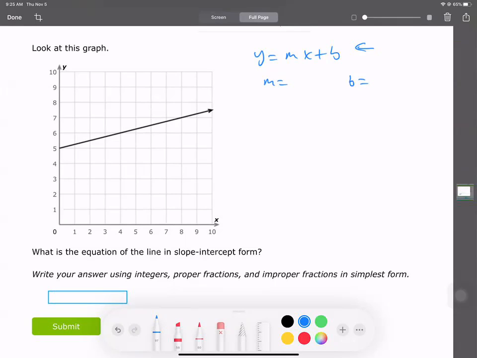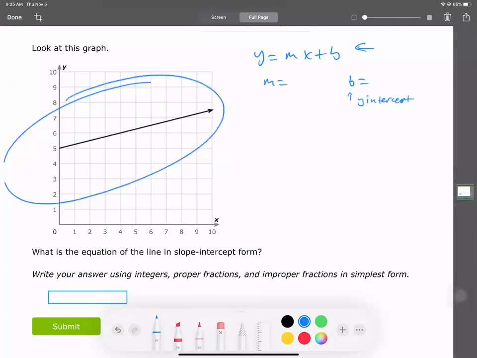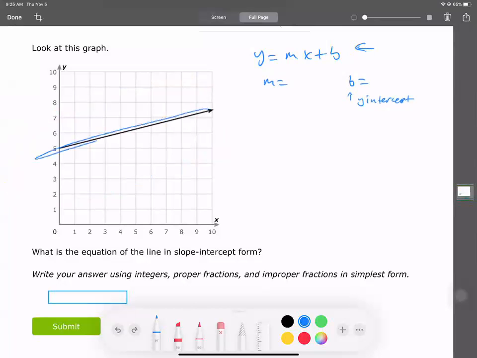So what does the b stand for? We said the b stands for the y-intercept. This was the y-intercept. So looking at this graph here, where does the graph run into the y value? Where does the graph run into the y value?